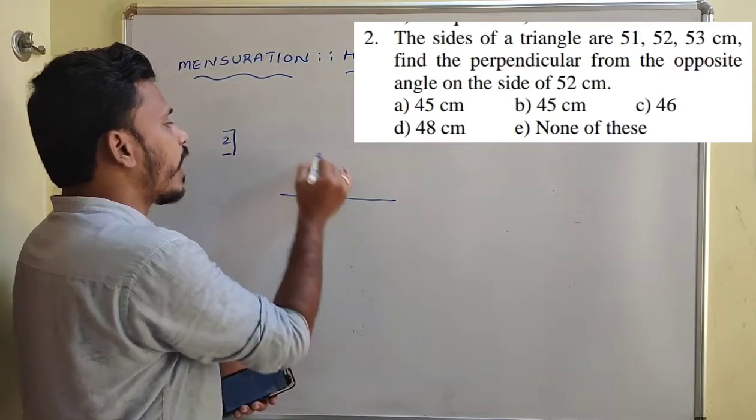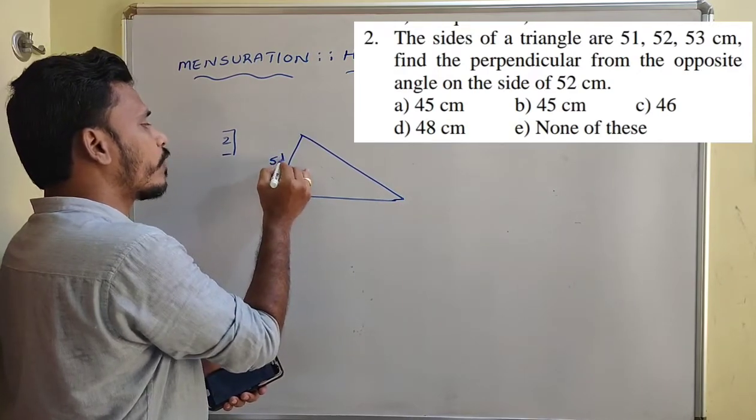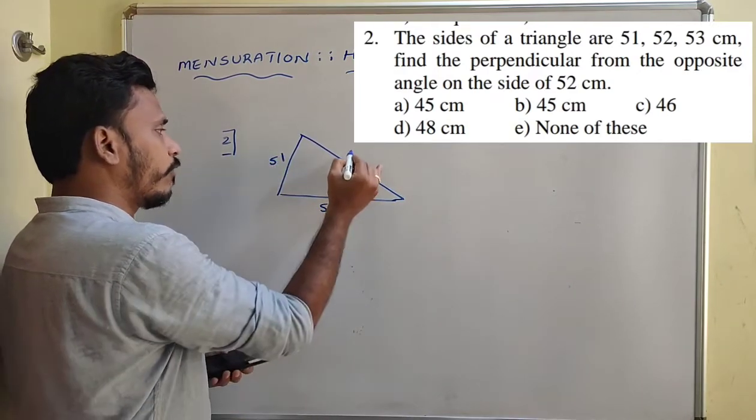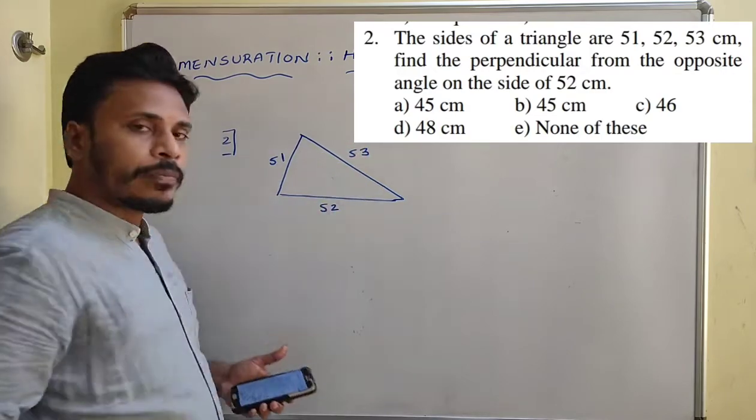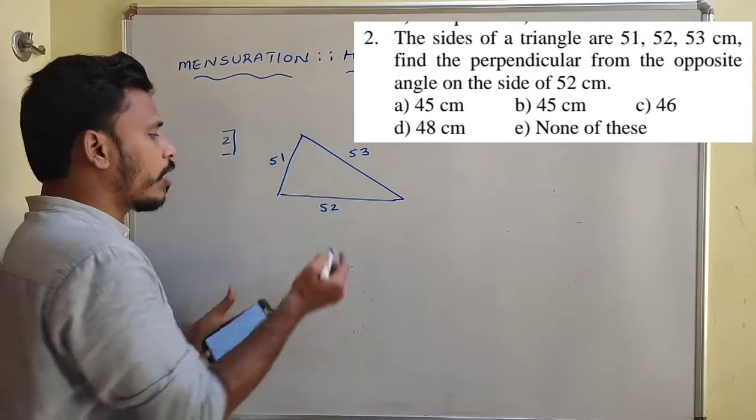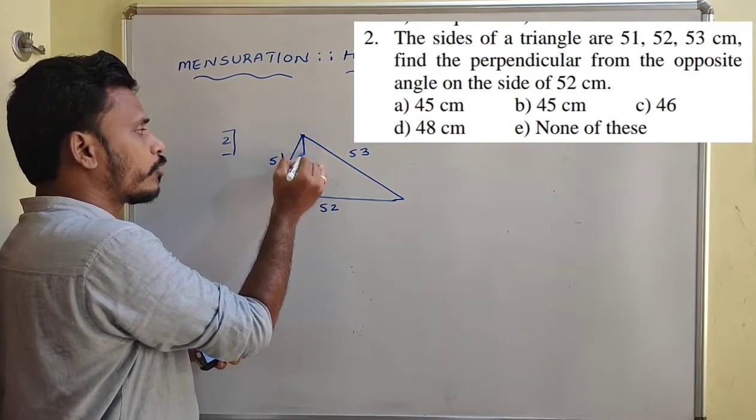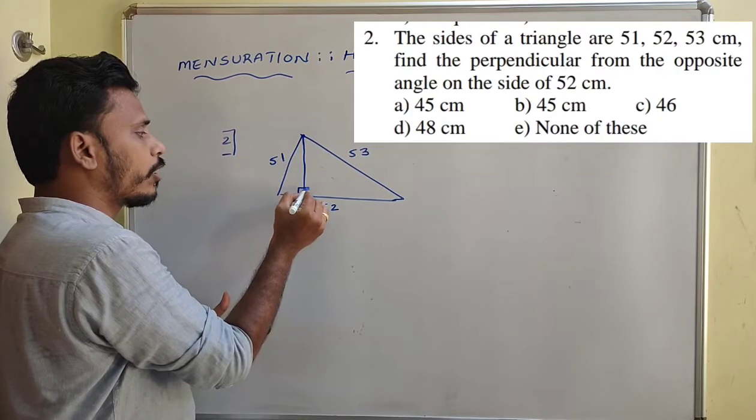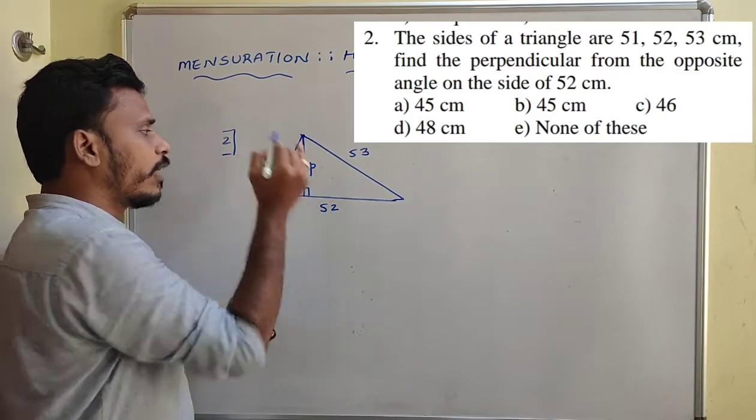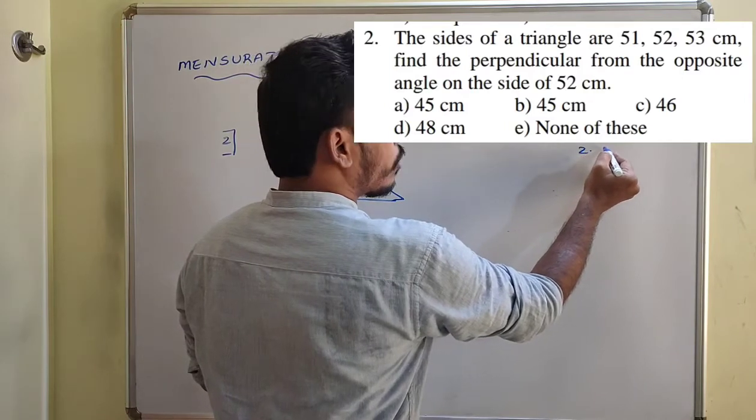So suppose we have a triangle like this, you just consider the sides of the triangle as 51, 52, 53. And the question is about finding the perpendicular from the opposite angle. This is the opposite angle for 52. From this opposite angle, you just draw a perpendicular and we need to calculate the length of this perpendicular. The second problem is about a triangle.